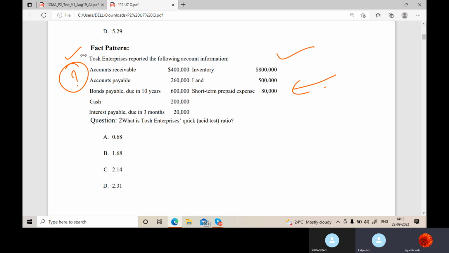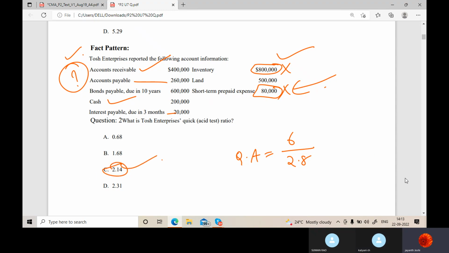2.14. Yeah. So what have you taken? If I take quick assets, cash, yeah, I should not take inventory. I should not take prepaid expenses. Except this, I can take receivable, I can take cash. And this is a non-current asset, I cannot take. So 4 plus 2, it is 6. And then I can take this and this. So 2.8. So 6 by 2.8 is 2.14, correct? Yes, that's true.